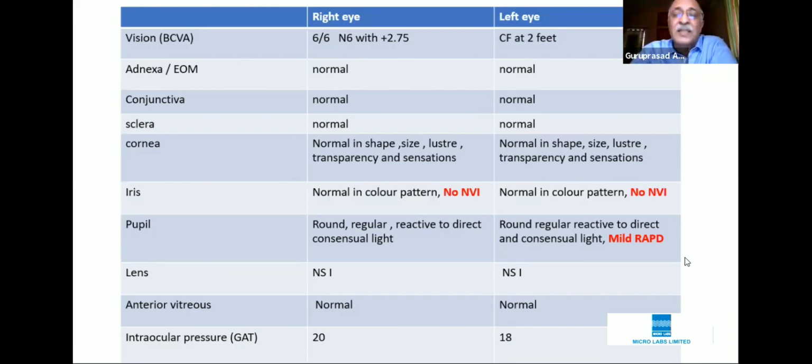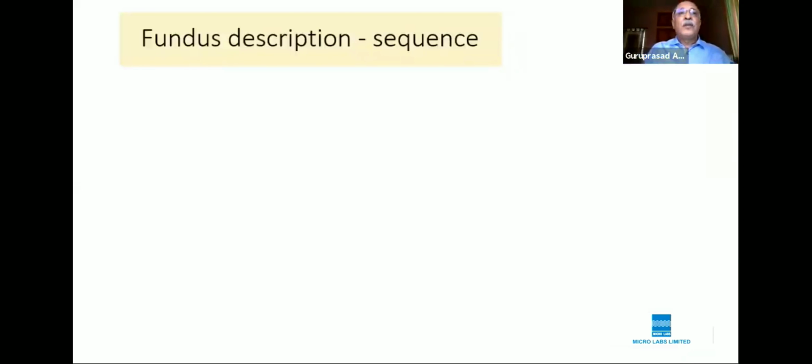Pupil, usually fundus cases are given in a dilated condition. So you don't have to go after the pupillary reaction. You can tell the pupil was dilated and fixed due to pharmacological dilatation. In this particular patient, the patient had a mild RAPD in the left eye. Lens NS1 because of age, at 54, anyone would have NS1. Anterior vitreous is normal, and the intraocular pressure was 20 and 18 in the right and left eye respectively. So this is a sequence of the findings that you have to present.